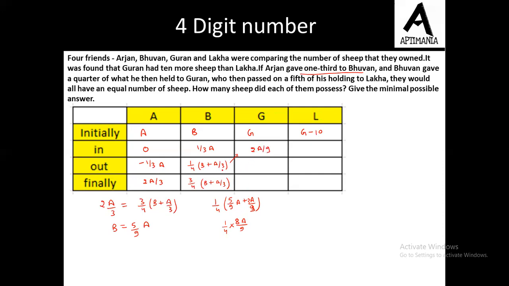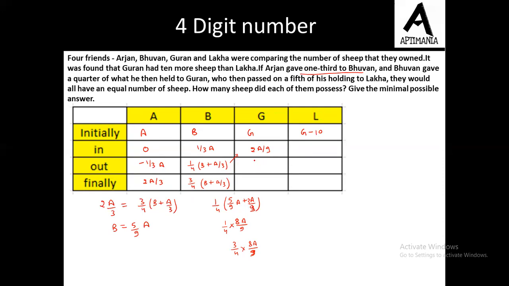So B is left with how much? 3 by 4th of this value. And that obviously must be equal to how much? 2 by 3 of A, as finally they all had the same number of sheep. Fine. So we were basically interested in this value, the number of sheep that is transferred to G.